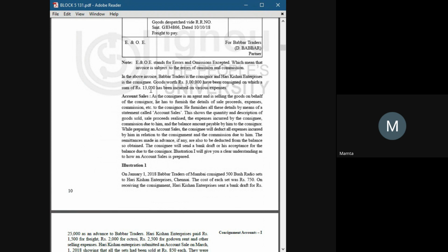As the consignee is an agent and is selling the goods on behalf of the consigner, he has to furnish the detail of sale proceeds, expenses, commission, etc. to the consigner. He furnishes all the details by means of a statement called account sales.